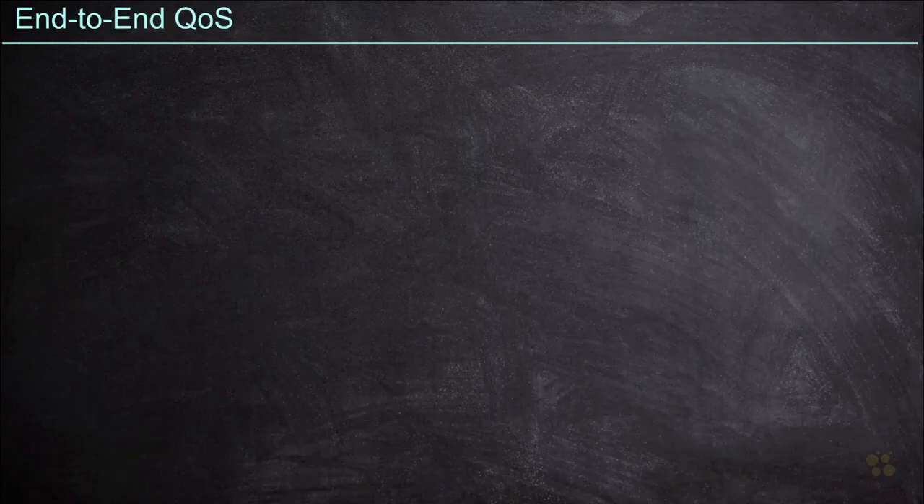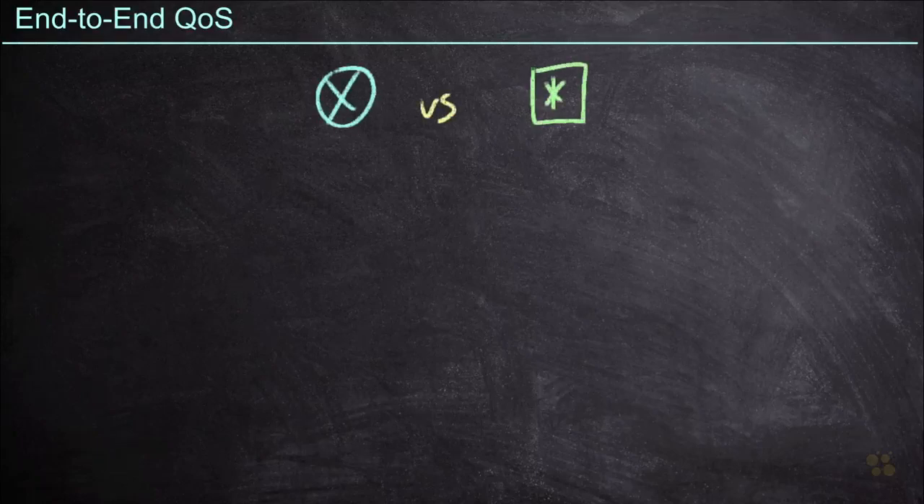QoS behaves differently on different platforms. For example, let's consider routers versus switches. When we consider how routers are architected, we're going to find that routers are very reliant on their software. They don't have as many ASICs built into them as switches do, which are built for performance.